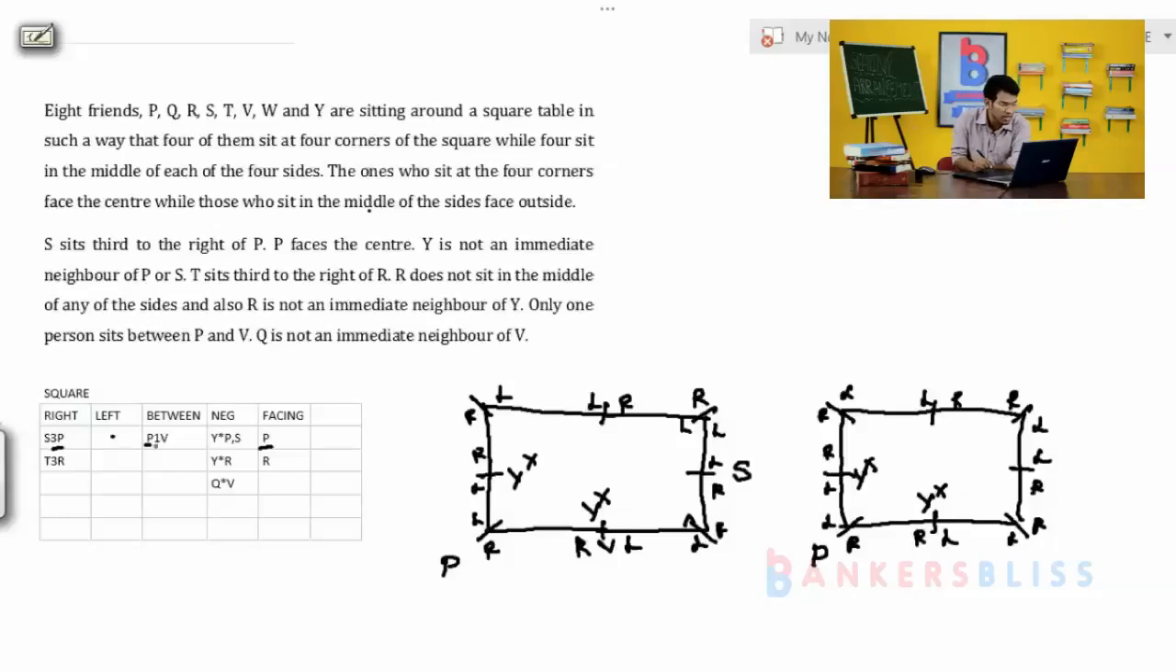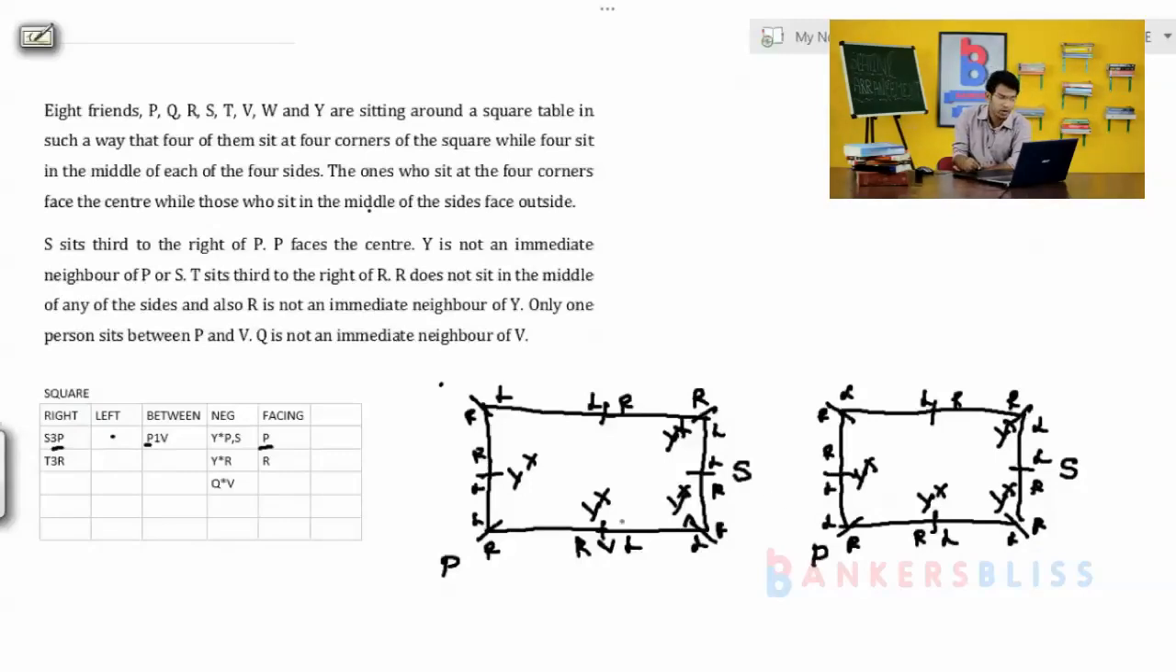After that, we go with P and V. Only one person sits between P and V. What do we have to do? Simple. Okay, P's third right is S. Again I write S here also. P and V, we just write. I am going to write where Y should be. Again look at S. S is not a neighbor of Y.